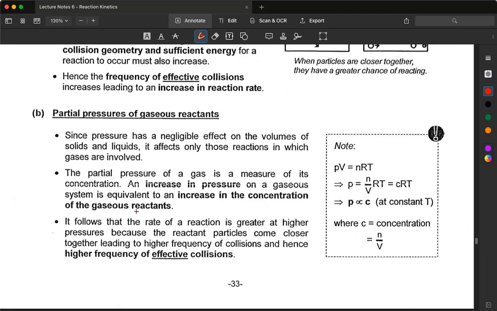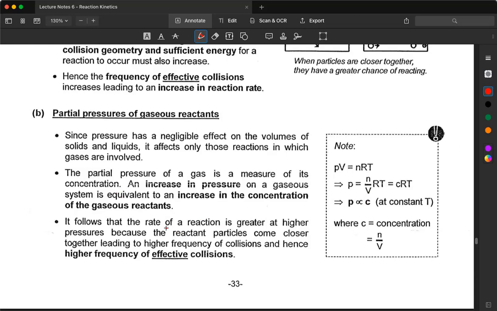So if you increase the pressure of a gaseous system, you're increasing the concentration, because when pressure increases, the volume decreases. So you are making the molecules come closer together. That will increase the concentration. So pressure and concentration are related. In fact, they are directly proportional given the same temperature, based on the ideal gas equation. If you can look at the derivation here.